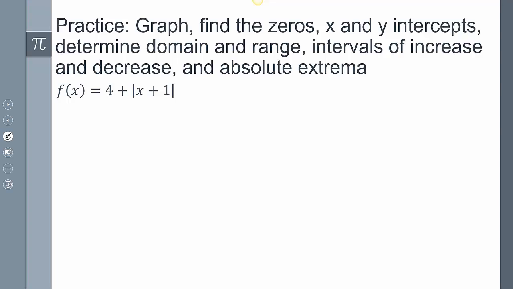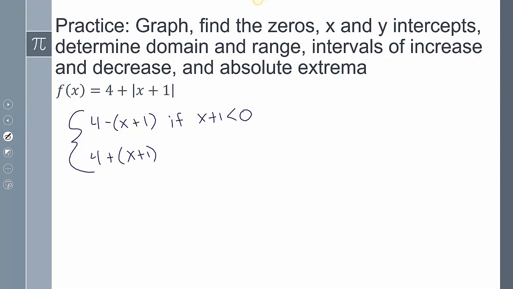And this last one, 4 plus the absolute value of x plus 1. The same idea here. Whatever's inside my absolute value, negative of it, if whatever's inside my absolute value is less than 0. And then whatever's inside my absolute value, everything else stays the same if whatever's inside my absolute value is greater than or equal to 0. And then you'd go through and you'd simplify and you'd combine those together.